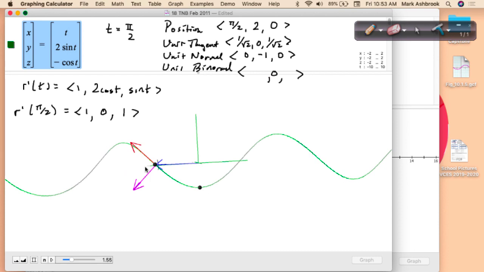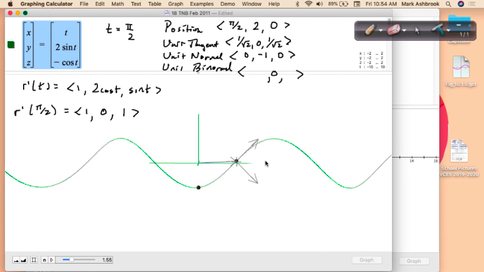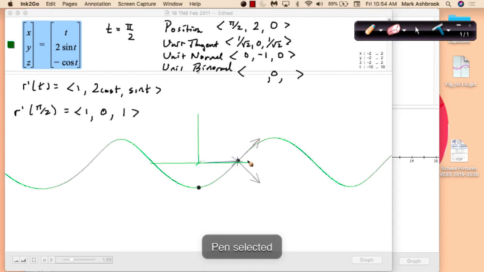But look, positive x direction is to the right. I'm going to turn around this way. So positive x is to the right, and z is up. And what do we have for unit tangent? It was 1 over radical 2 positive, and then 0, and then 1 over radical 2 positive.